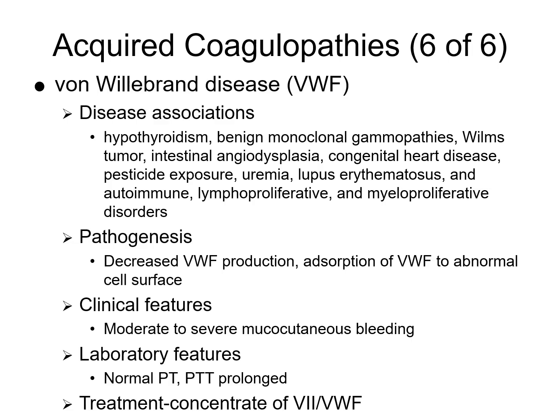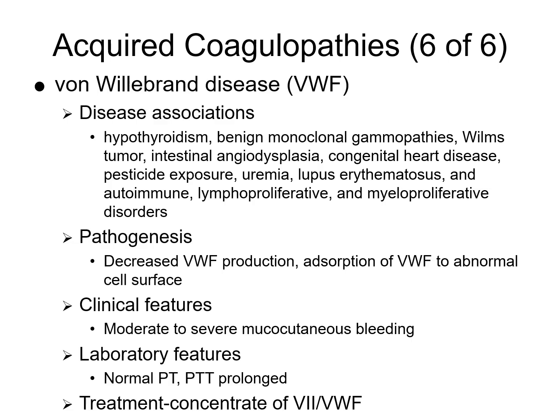For clinical features, bleeding is typically mucocutaneous in nature, so they'll have easy bruising, nosebleeds, heavy periods, and prolonged bleeding after dental work or even during minor surgery. The severity ranges from mild to severe, depending on the subtype and von Willebrand factor activity. Deep tissue bleeding is rare unless there is a coexisting factor 8 deficiency as well.